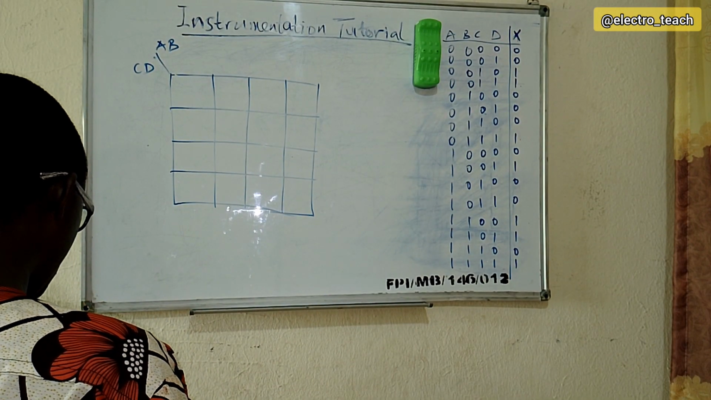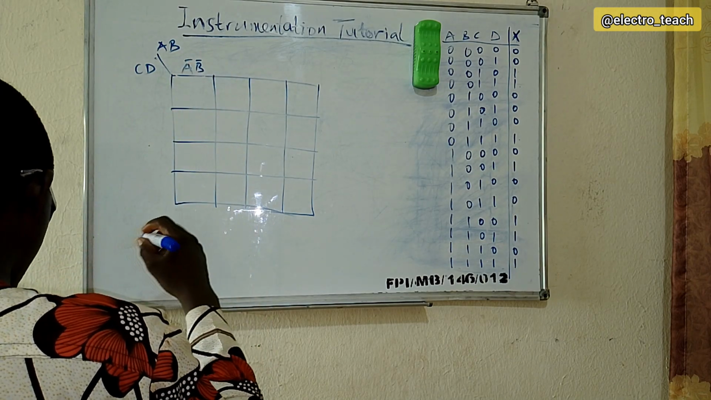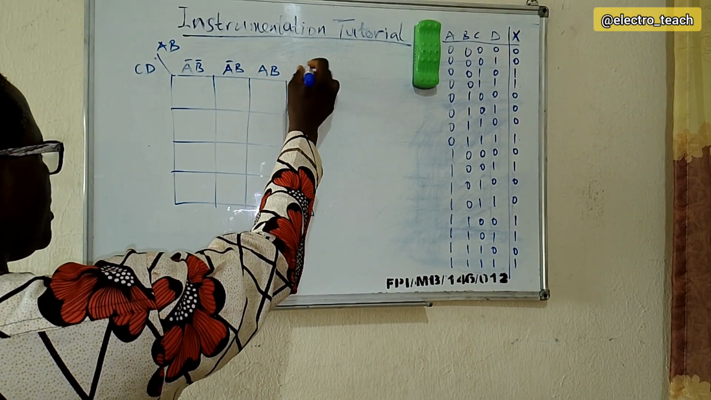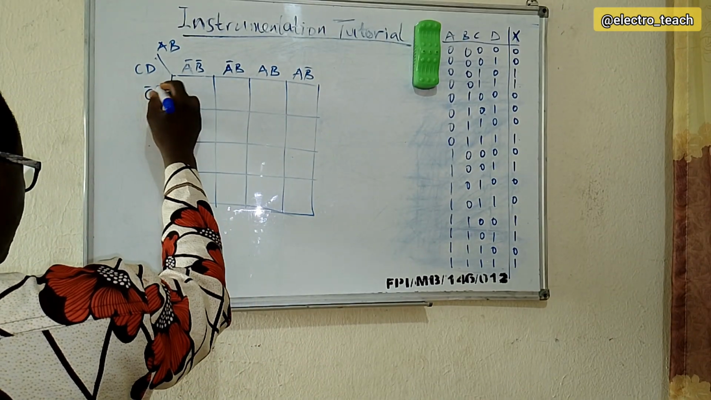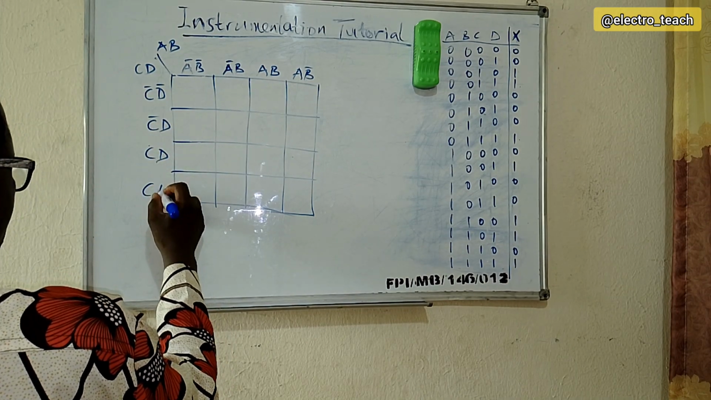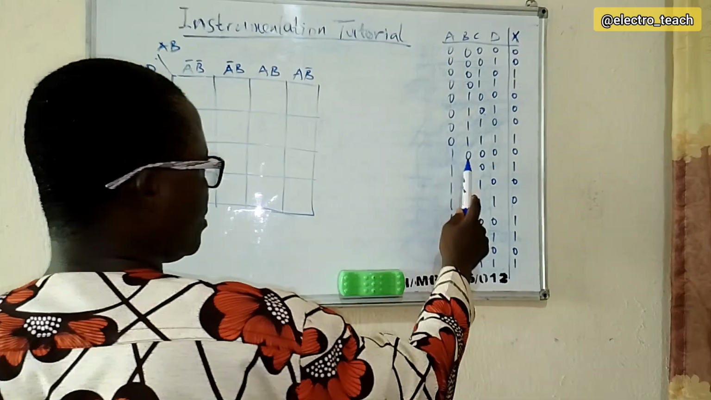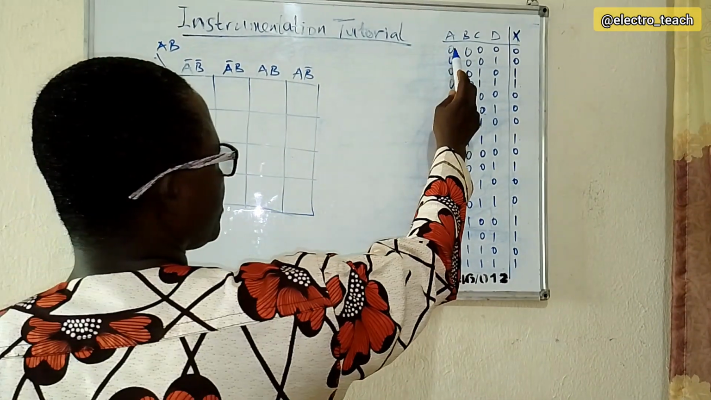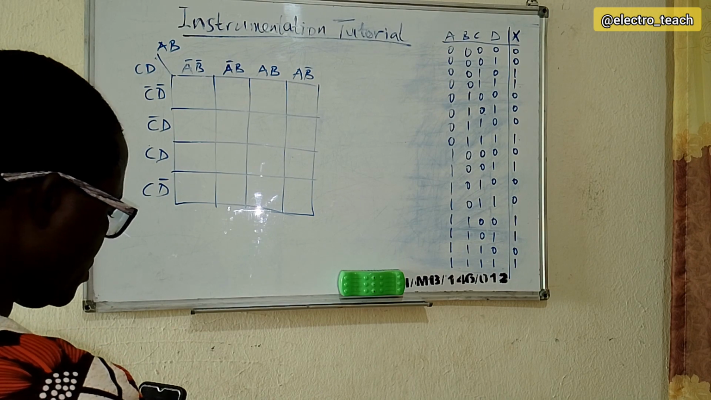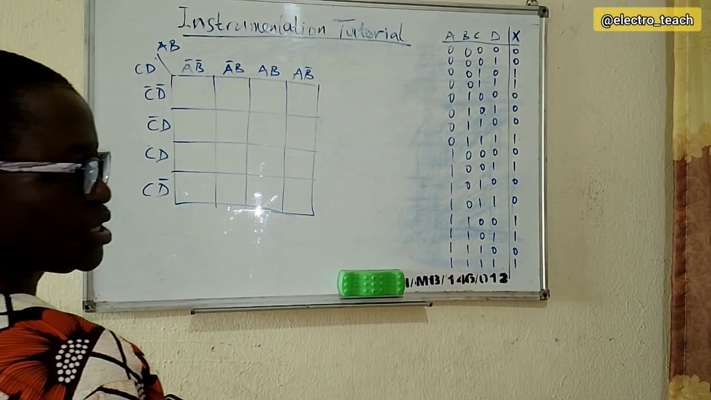Follow along with me. Okay, let's label this one first. A bar B bar, A bar B, A B, A B bar. Then also here we have C bar D bar, C bar D, C D, then C D bar. So we are going to look at anyone that is 0, it means that letter carries a bar. Anyone that is 1, that letter doesn't carry a bar. Here we have A bar, B bar, C bar, D bar, and this is X bar also. Alright? So where we are dealing with it, we are going to deal with where we have 1s, and then map them into the various cells.